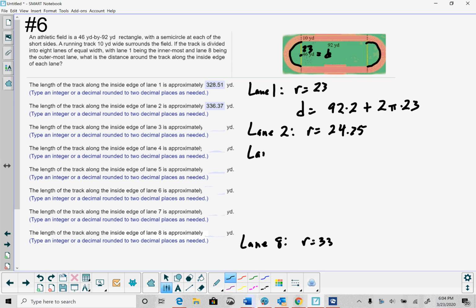For lane 3, we're going to add another 1.25, so the radius there will be 25.5, etc., all the way on out there to lane 8.